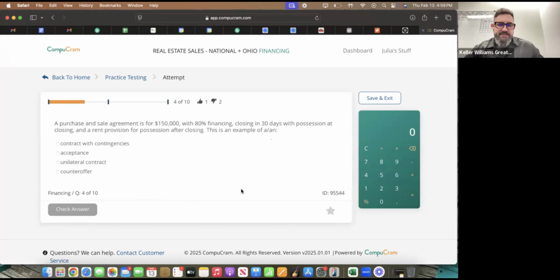A purchase and sale agreement is for $150,000 with 80% financing closing in 30 days with possession at closing, and a rent provision for possession after closing. This is an example of a: A, contract with contingency, B, acceptance, C, unilateral contract, or D, counteroffer.